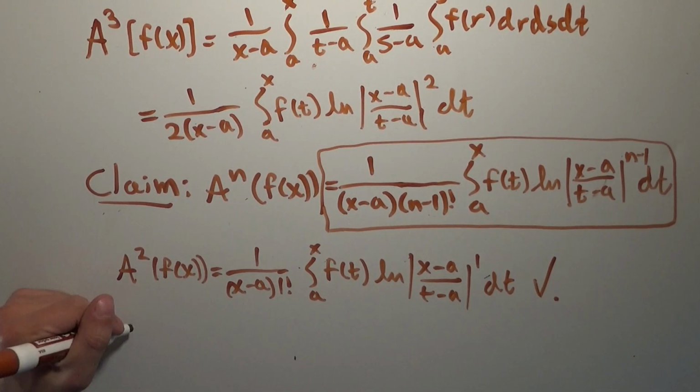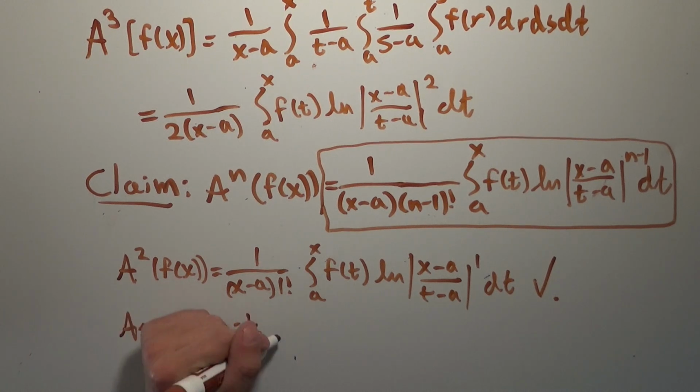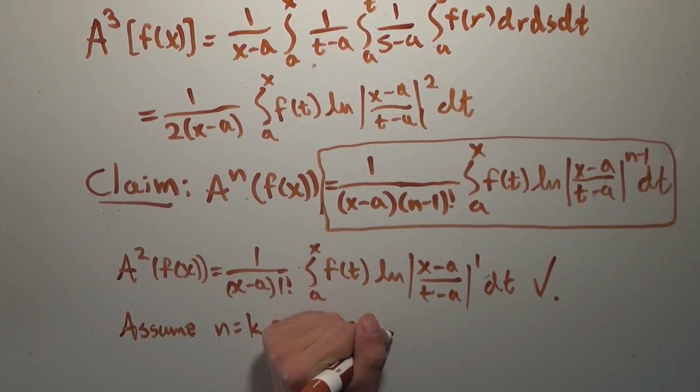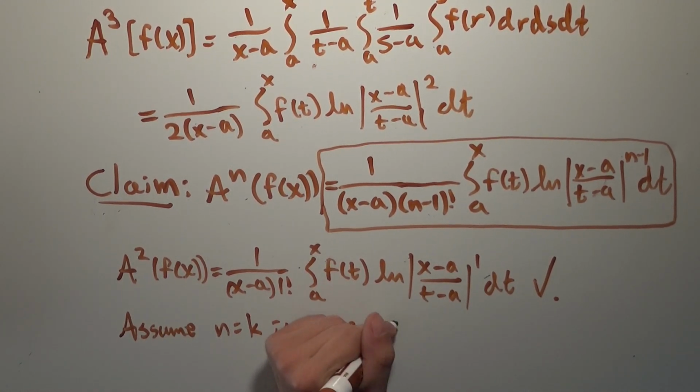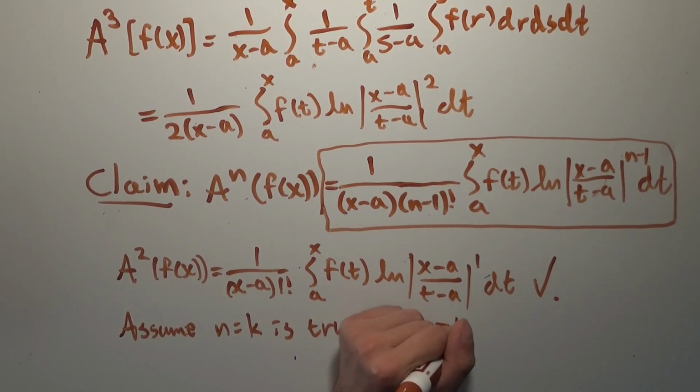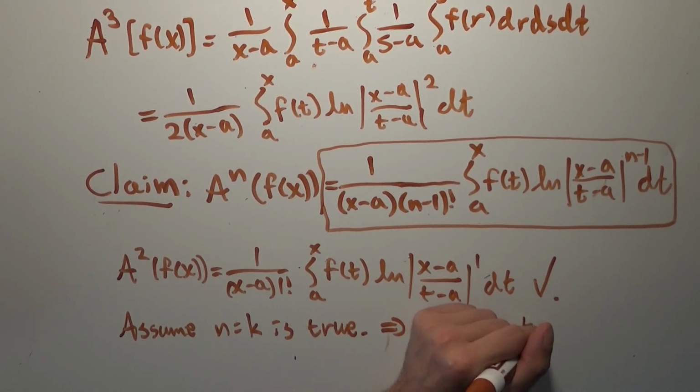So we're going to assume that n equals k is true, and then prove or show that this implies that n equals k plus 1 is true as well.